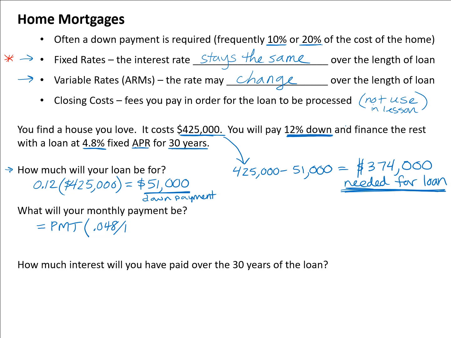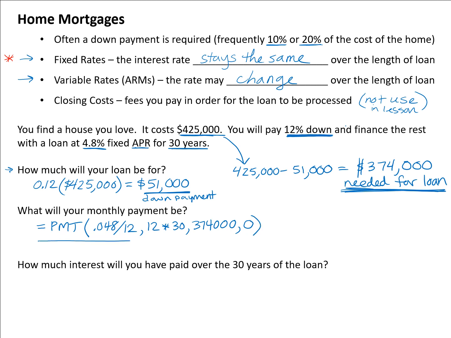0.048 divided by 12. So I have to take the interest rate as a decimal divided by 12 to make it a monthly rate. Now we're paying this off over 30 years. That's 12 times a year for 30 years, so that is 12 times 30. I'm using an asterisk for the times. Then we put in the present value, which is the loan amount, $374,000. Do not put a comma into that loan amount. And then comma, and then we want to pay down to 0.